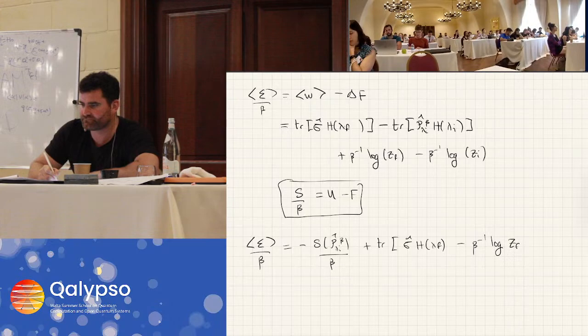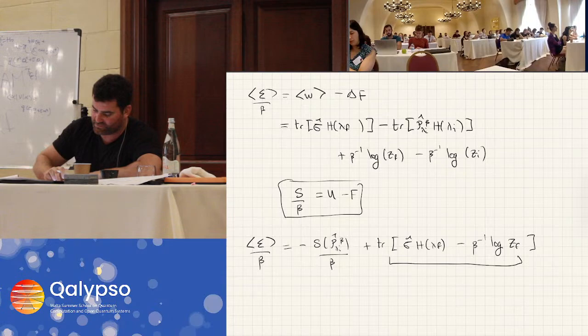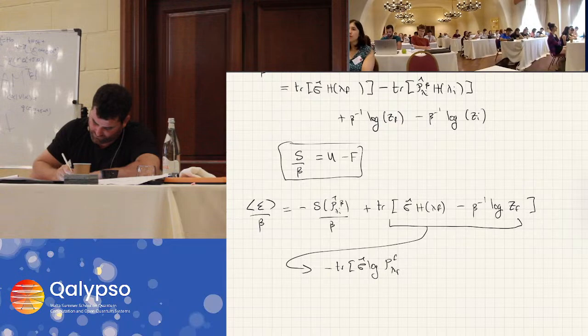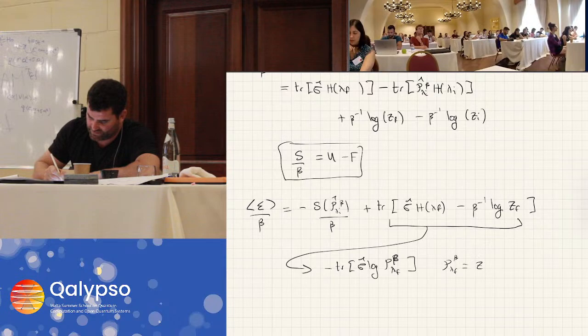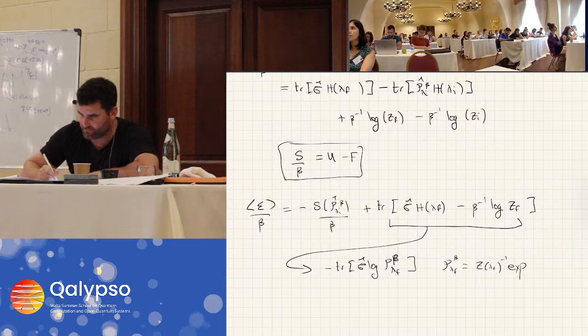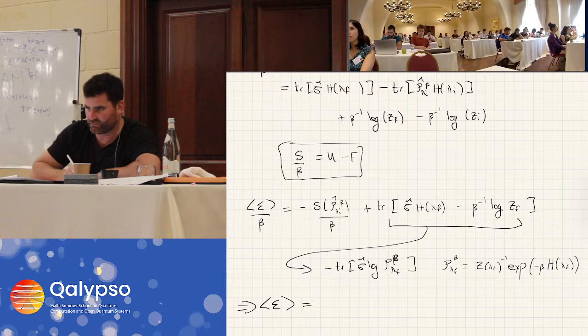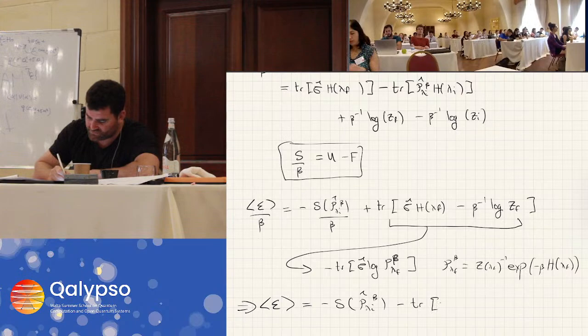Okay. So take this part here, just as a rewriting, that's all. I can rewrite this thing as minus the trace of sigma log rho lambda F beta. So this is the final thermal equilibrium state, right? So rho beta lambda F is equal to Z lambda F minus 1 exponential minus beta H lambda F. So this implies that this thing here is equal to minus S of rho lambda I beta, the von Neumann entropy of the initial state, minus the trace of sigma log rho lambda F beta.